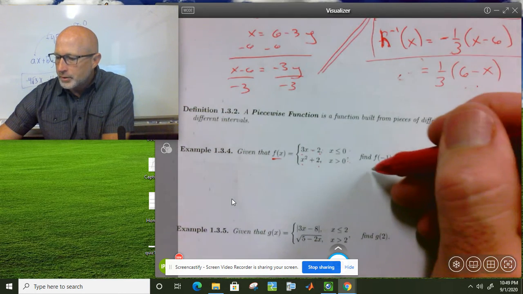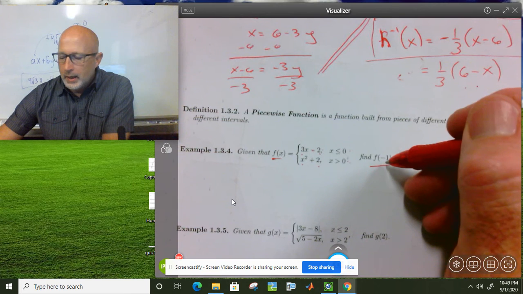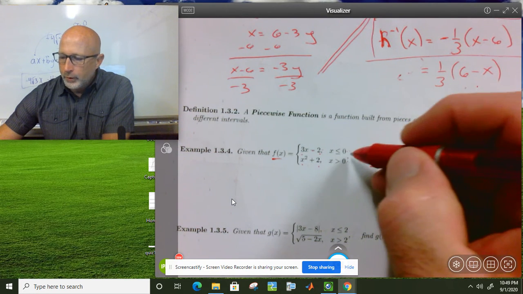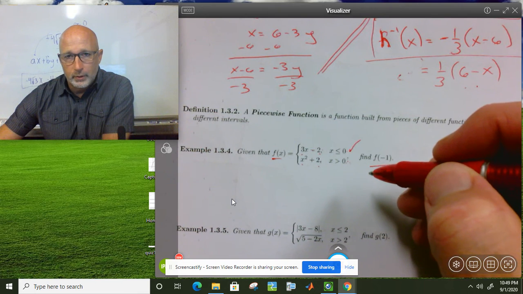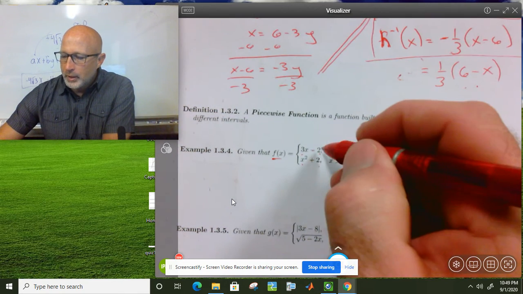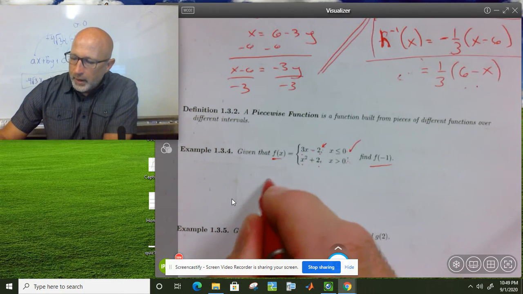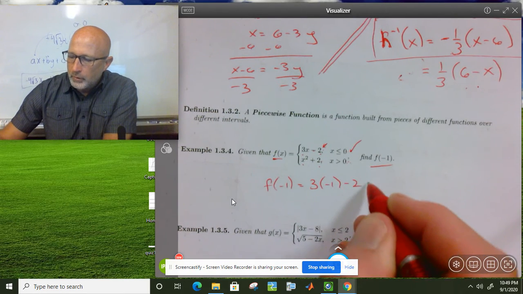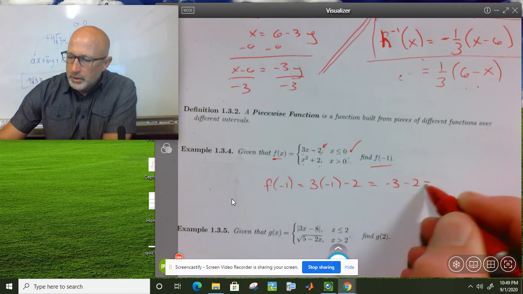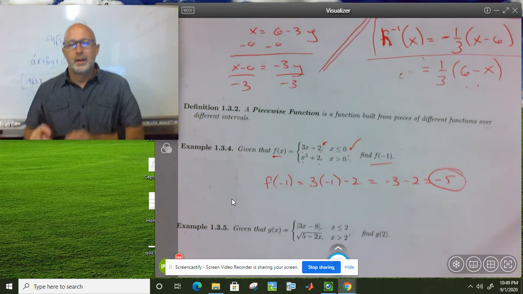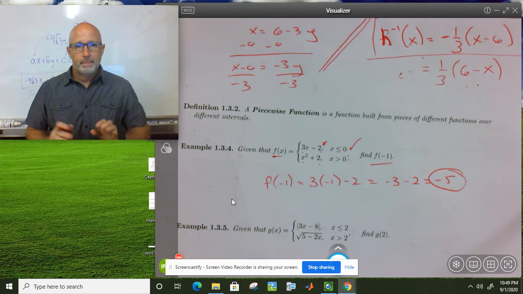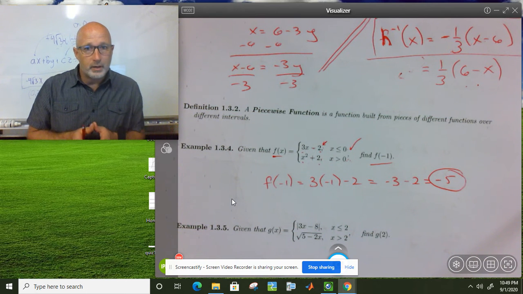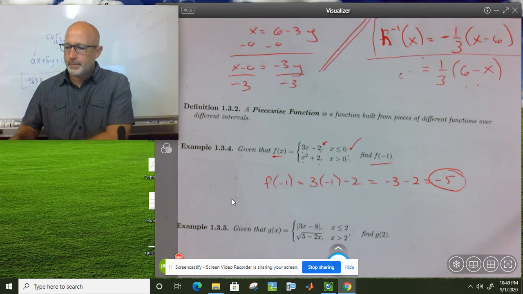So the first question, find f of negative 1. Negative 1, is that less than or equal to 0 or greater than 0? Hopefully you've realized it's less than or equal to 0, sorry. So in other words, I'm going to use that equation. So f of negative 1 is equal to 3 times negative 1 minus 2, which is negative 3 minus 2, which gives me negative 5, and that's my answer. That's all I have to do. Find which one of those functions this is actually talking about and use that function.